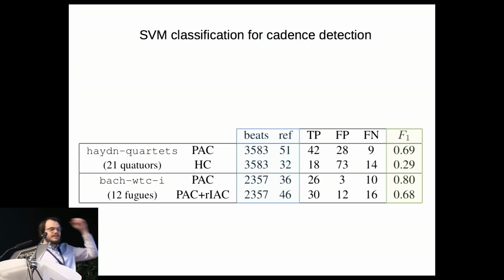So as you can see in this chart, we have fairly good results with Haydn quartets. We detect over 80% of perfect cadences on this corpus. We also try to detect half cadences, but with less success.